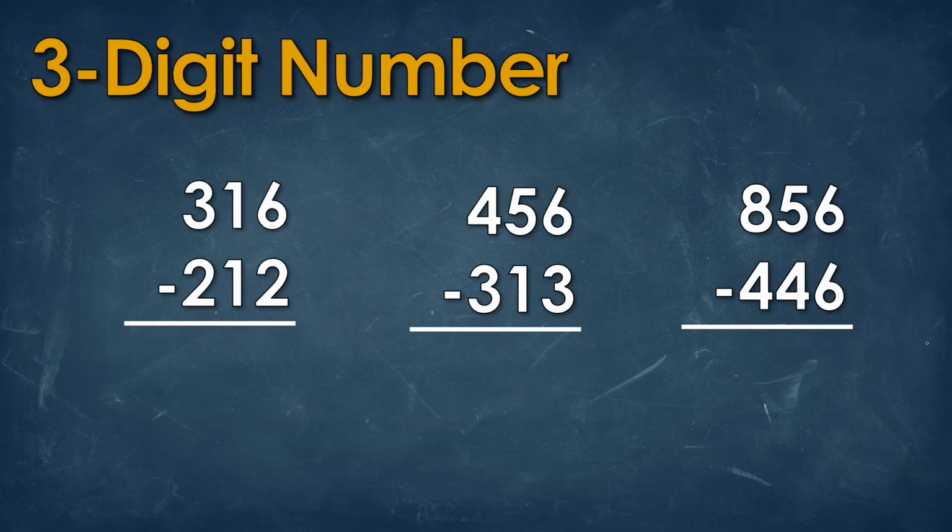Okay, so let's take a look at 3-digit numbers. Well, I'm going to tell you, it's exactly the same as 2-digit. And the only difference is that, remember, we had just one line that went through the values? Well, now we're going to have 2 lines. So we're going to separate it out into 3 different columns for which we subtract. So we subtract 3 columns.